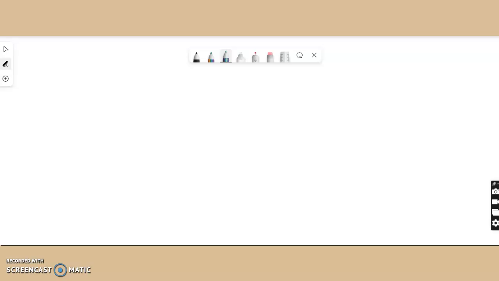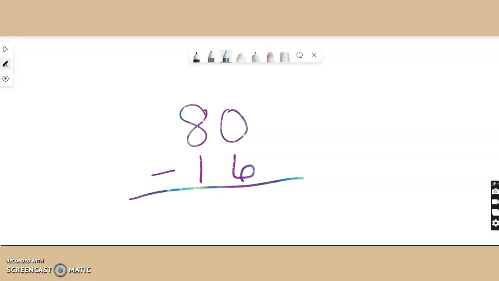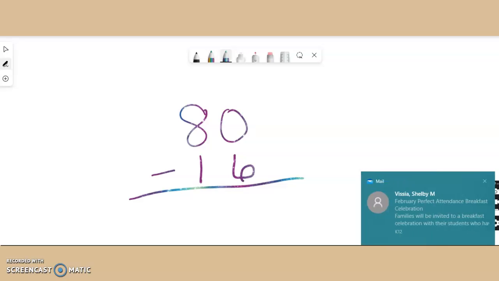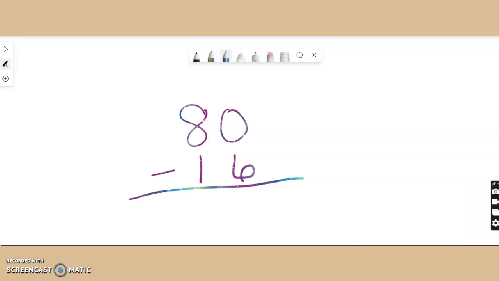So, grab a piece of notebook paper and write down the problem that I'm giving you. You need to write this down. Okay? So, write down 80 take away 16. Now when you're doing this, you have to make sure that you're looking at the problem. You are asking yourself, if I have $80 and I have to take 16 away, can I do that?